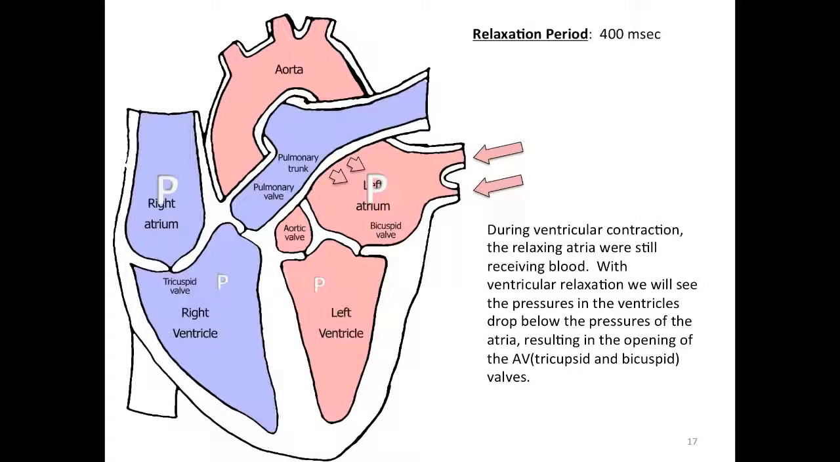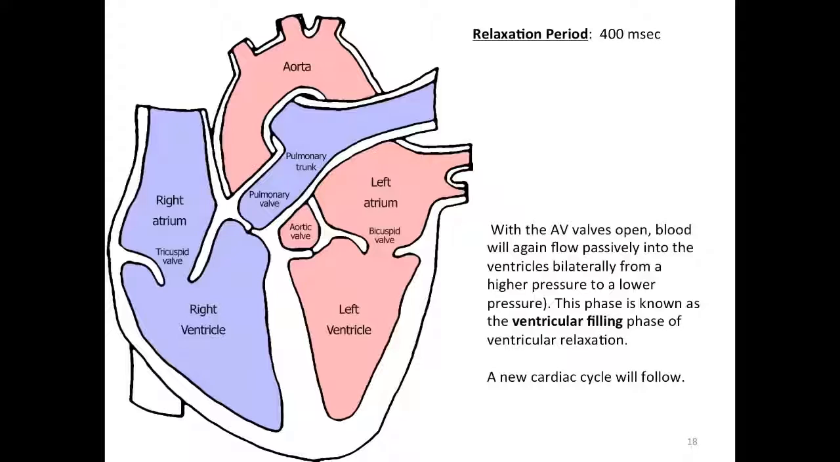During ventricular contraction, the relaxing atria were still receiving blood. With ventricular relaxation, we will see the pressures in the ventricles drop below the pressures of the atria, resulting in the opening of the AV, tricuspid, and bicuspid valves. With the AV valves open, blood will again flow passively into the ventricles bilaterally from a higher pressure to a lower pressure. This phase is known as the ventricular filling phase of ventricular relaxation. A new cardiac cycle will follow.